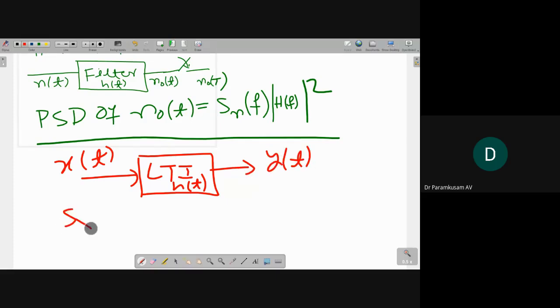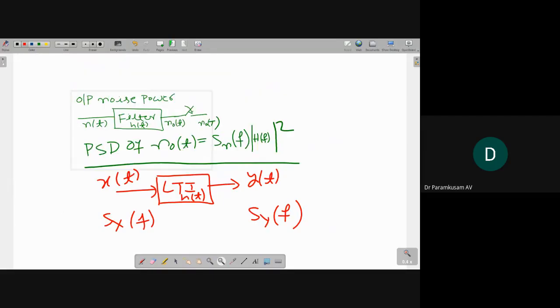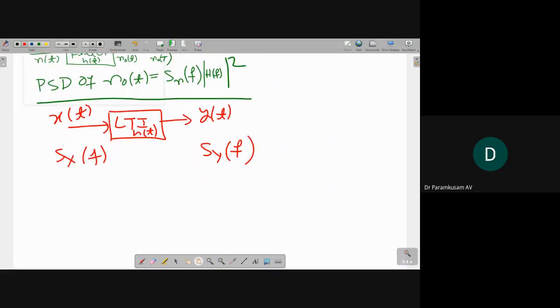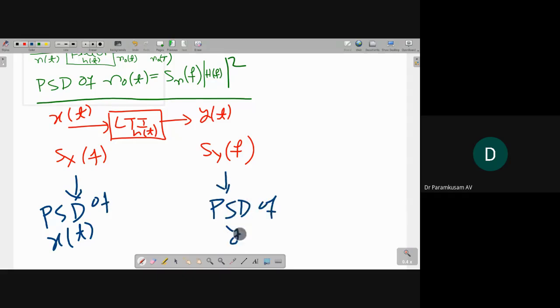Then S x of f represents the power spectral density of x of t. S y of f represents the power spectral density of y of t. This represents the PSD of the input x of t, and this represents the PSD of the output y of t.